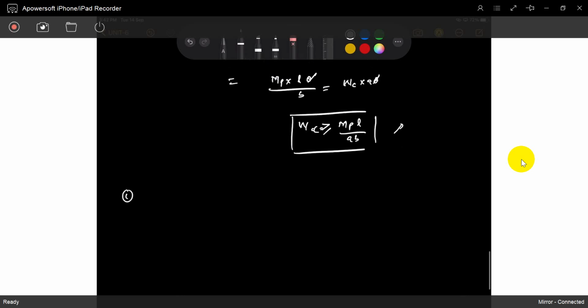Are understood? Small difficulty is there, I will show later. So directly I will show this. This is a fixed end beam.